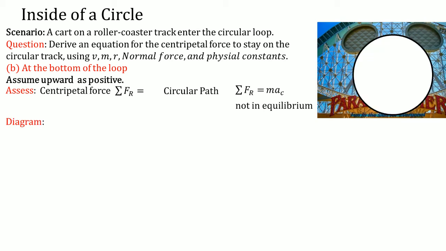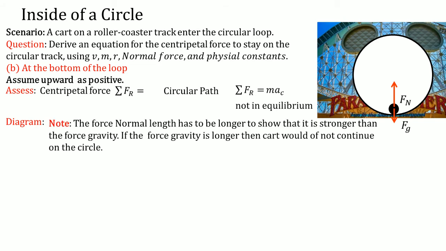The diagram, again, is a circle. The object is at the bottom of the loop. Force gravity is pulling it down, and force normal, which is perpendicular to the surface, points towards the center of the loop. Please notice here that the force normal's length is actually longer to show that it is stronger than the force gravity. If the force gravity was longer, then the cart would not continue on the circle.